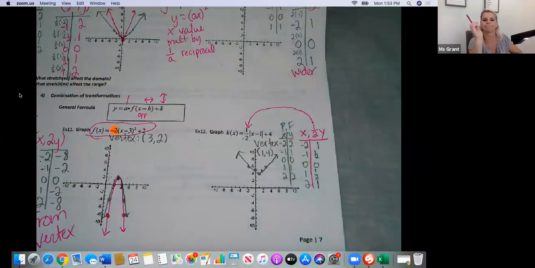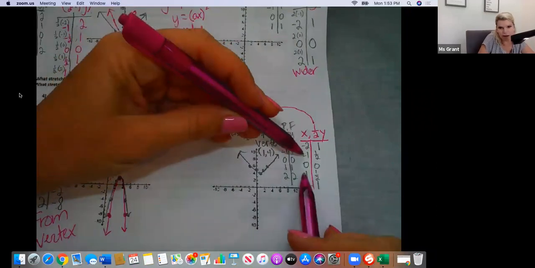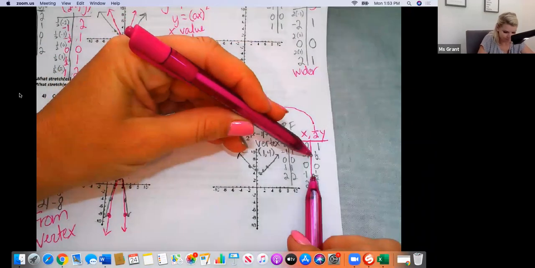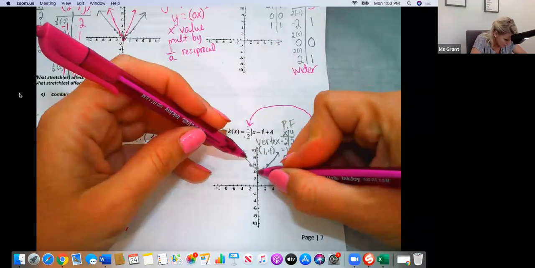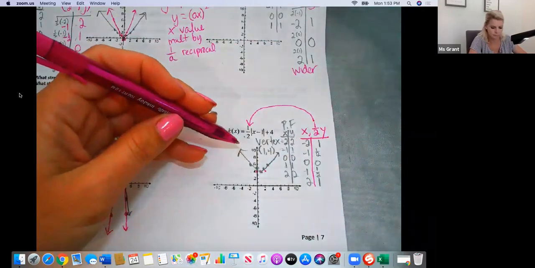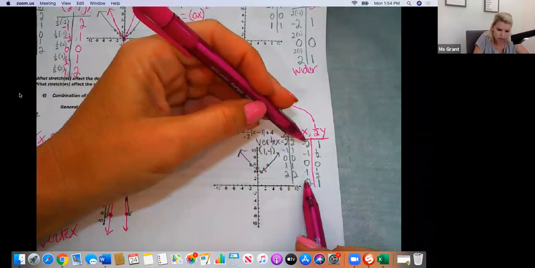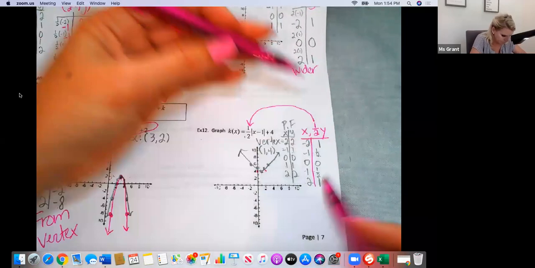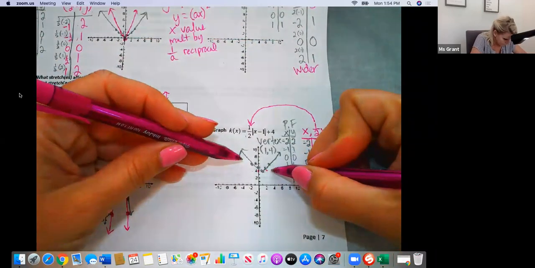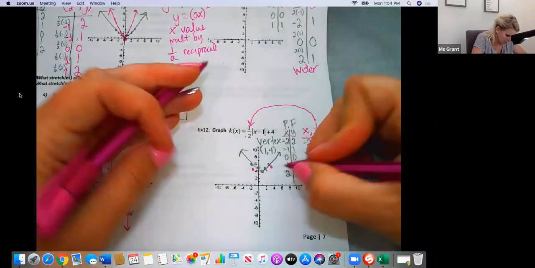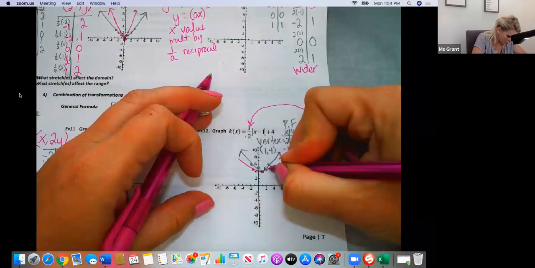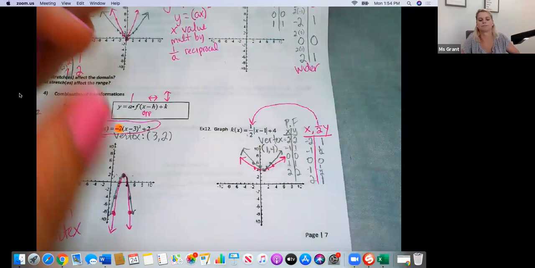Pink. From my vertex, 1 in either direction, up 1/2. 1 in either direction, up only 1/2. And then from the vertex, 2 in either direction, up 1. So it's wider. Wider.